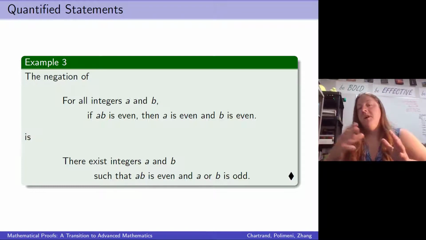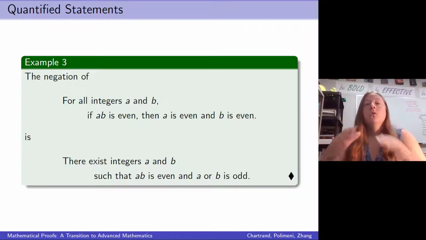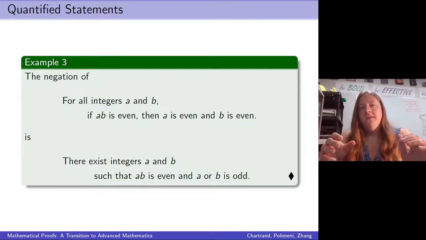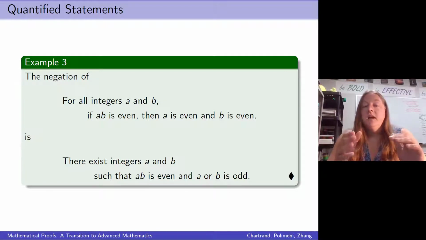So there's some complicated logic happening in there. We have an implication and a conjunction. Then we go through and we're going to negate that. So remember, when we negate a universally quantified statement, we're going to create an existentially quantified statement. So we're going to use the there exists, and again, we have the same domain, same variables, integers a and b in the integers.